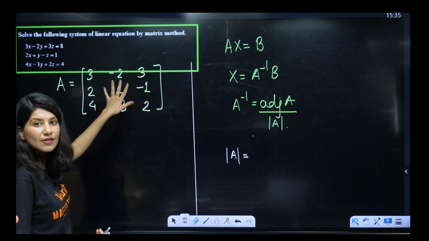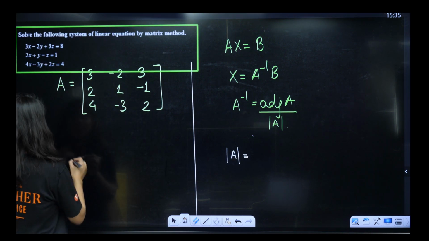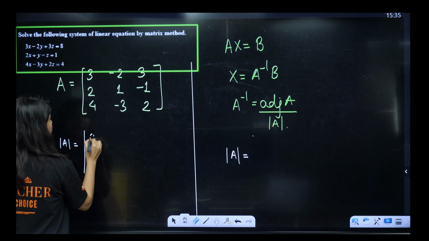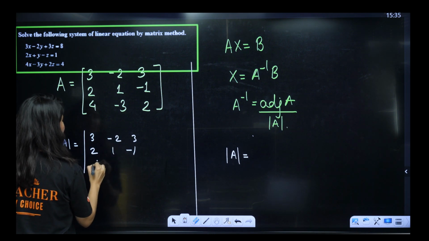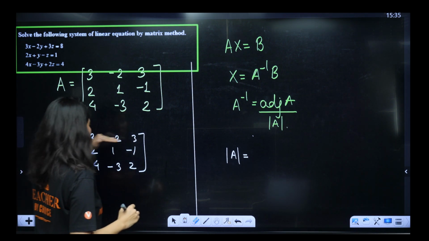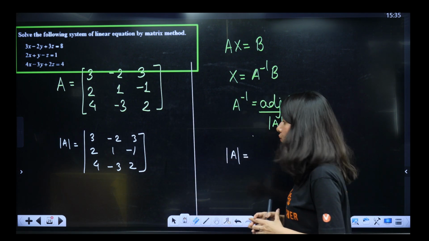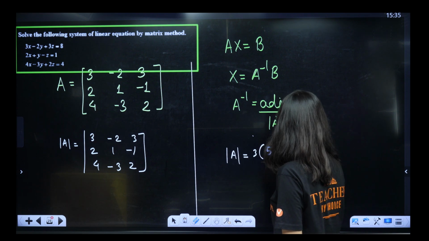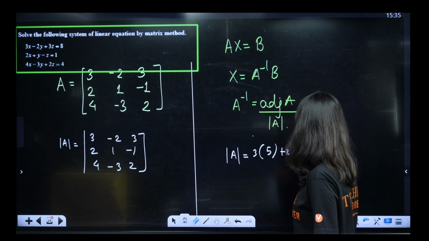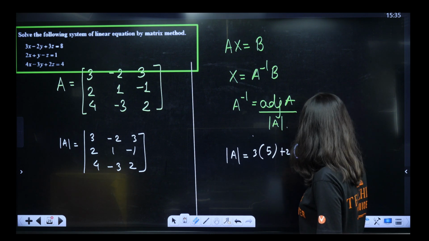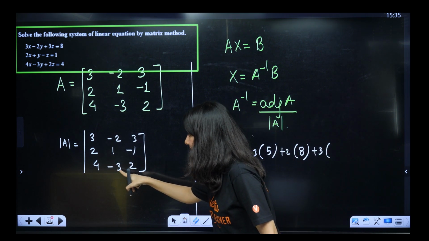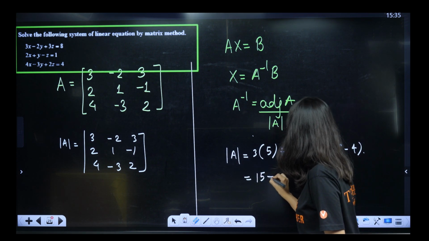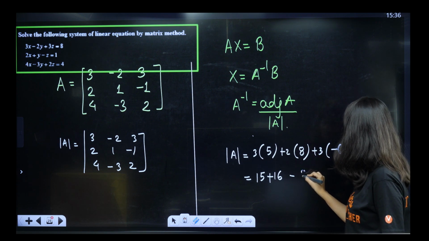Determinant A, let's calculate. Do not apply that matrix sign. This is 3, minus 2, 3, 2, 1, minus 1, 4, minus 3, 2. So yes, expanding along row 1. This is going to be 3 times 2 plus 3, 5 plus 2. So this is going to be 4 plus 4, 8. And then this is going to be 3 times minus 6 minus 4. So this is going to be 15 plus 16 minus 30.